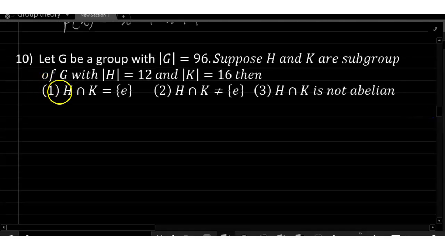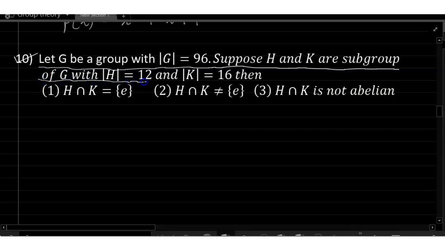Next, let's start to solve question number 10. Let G be a group with order of G equal to 96. Suppose H and K are subgroups of G with order of H equal to 12 and order of K equal to 16. Then: H intersection K equals E; H intersection K does not equal E; H intersection K is Abelian.